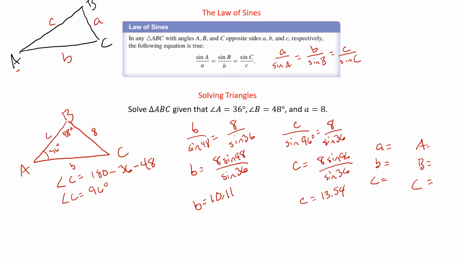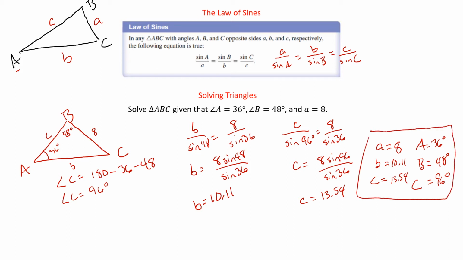Some of it we were given. We knew that A was 8. We knew that angle A was 36 degrees, angle B was 48 degrees. Then we found C was 96 degrees. Then we found B was 10.11 and C was 13.54. And then you have all of the pieces to your triangle all just neatly packaged. So actually having your answer written out like that generally helps things. So that's the basics of law of sine.